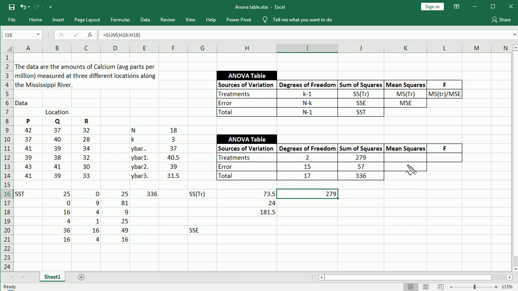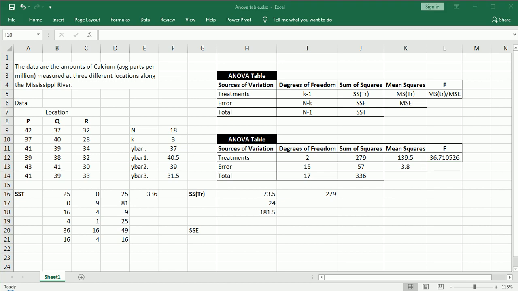And finally, the mean squares. This will be the sum of squares divided by its degrees of freedom. Mean square error is the sum of squares of error divided by its degrees of freedom. And F will be the ratio of treatment mean square divided by mean square error. And so our F value is 36.71.